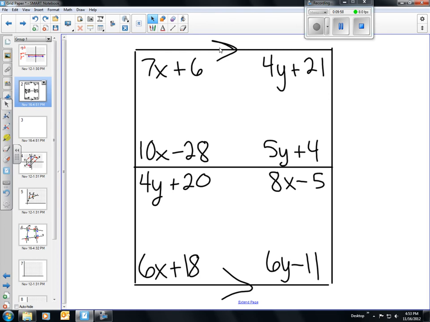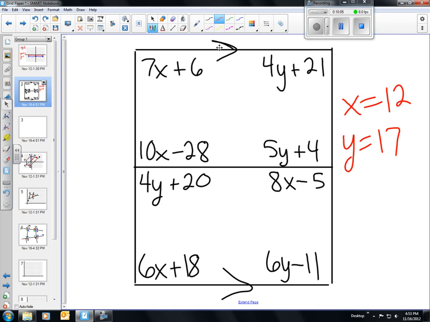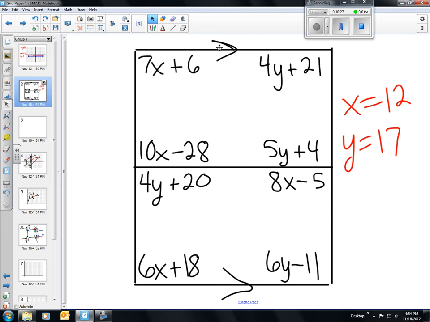Now, on this problem, you will find out that x equals 12 and y equals 17. The way you would solve that is to start by setting 6y minus 11 plus 4y plus 21 equal to 180, because those are two consecutive interior angles. Or you could start by doing 7x plus 6 plus 6x plus 18 equals 180. And those are also consecutive interior angles.